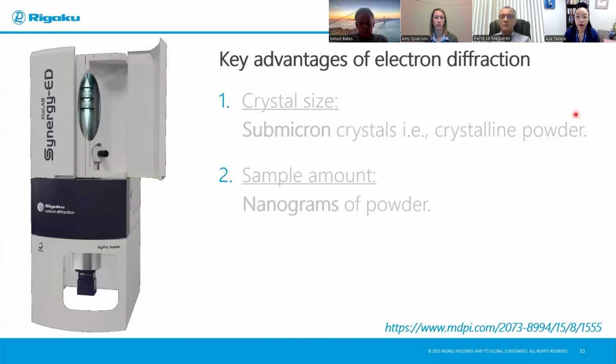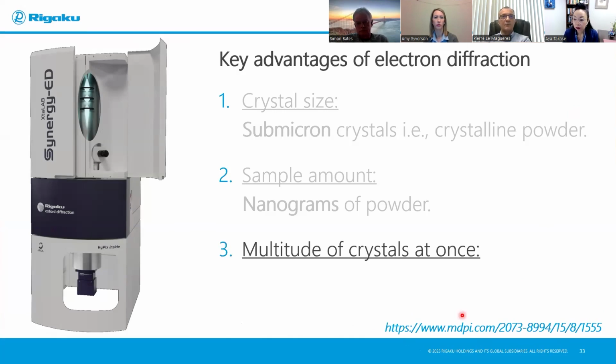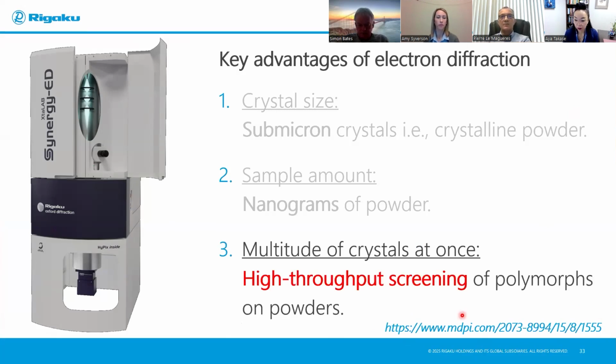So if you want to learn more about electron diffraction, I suggest that you read this review that some of my colleagues at Rigaku wrote a couple of years ago. And the very last thing I want to add to finish with electron diffraction is that, remember, you've got a multitude of nanocrystals at once on the grid. And so now, as a bonus, you can do high throughput screening of polymorphs on these powder samples.